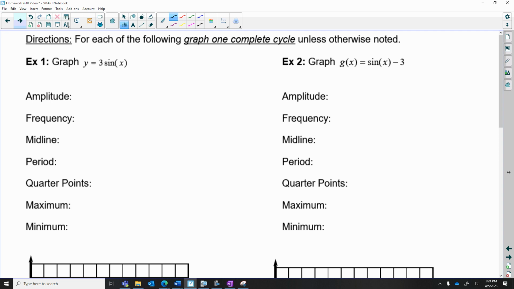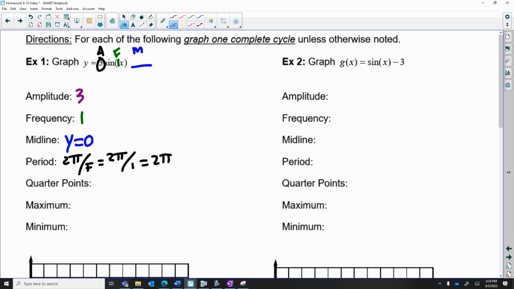The first thing we want you to do is just identify all the key information. So the amplitude is the number in the front, that's 3. The frequency is the number in front of the x, that's 1. The midline is the number in the back. If there's nothing there, that means the midline is 0, or y equals 0, which is the x-axis. The period equals 2 pi divided by the frequency. So 2 pi divided by 1 equals 2 pi.